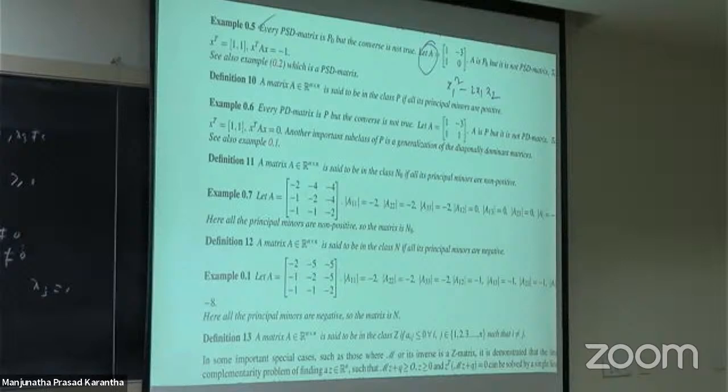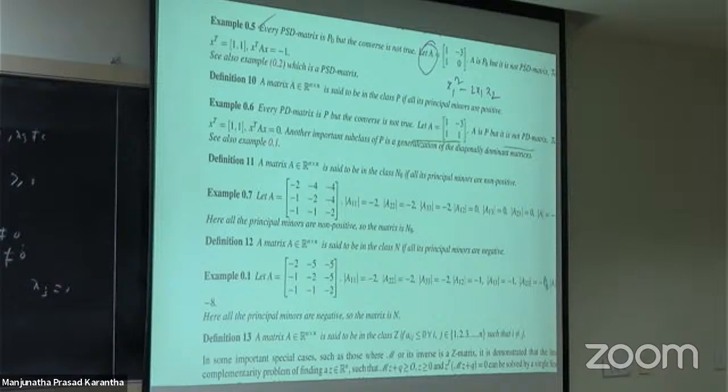Similarly, every PD matrix is a P matrix. But here A is a P matrix. How can you say? Diagonal elements are greater than 0 and the determinant is also greater than 0. So it is a P matrix. But it is not a PD matrix.